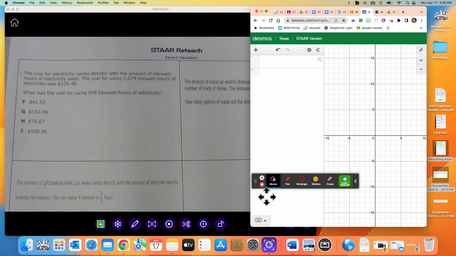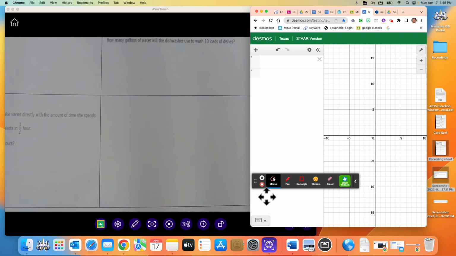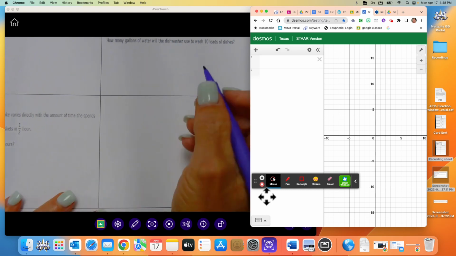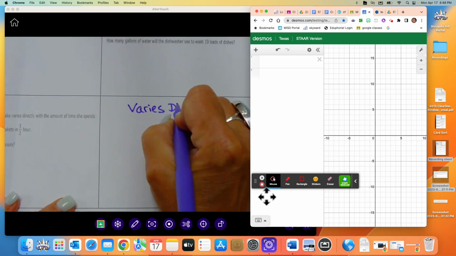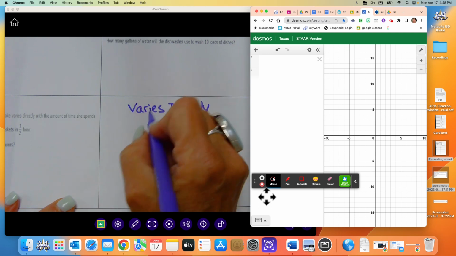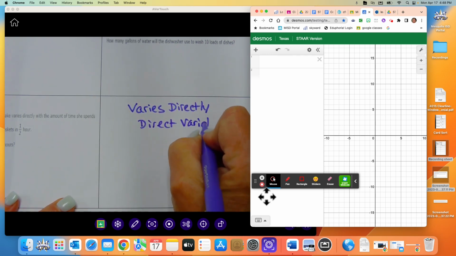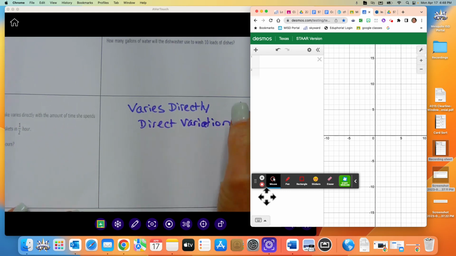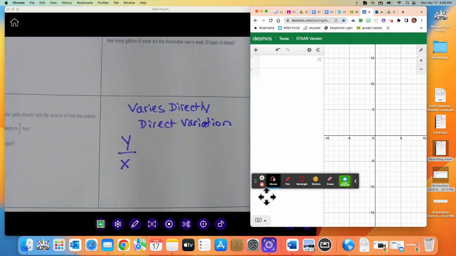Okay, we are going to talk about direct variation. Down here at the bottom, we're going to take a little bit of notes on that extra box. When you see the word varies directly, or if you see the words direct variation, what I want you to think of is y over x. Y over x.